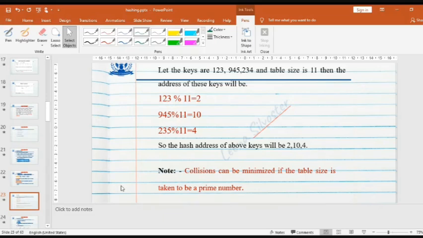So 945 divided by 11 and take the remainder. So the answer is 10. The next key is 234. 234 divided by 11, then take the remainder. So the answer is 4. So the hash addresses of these keys are 2, 10, 4.